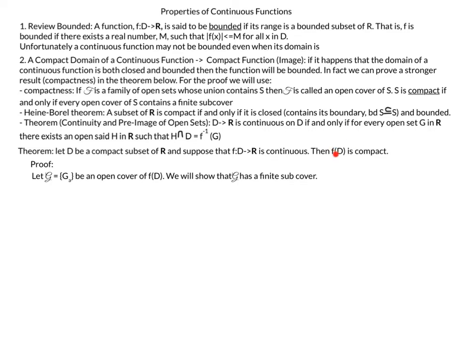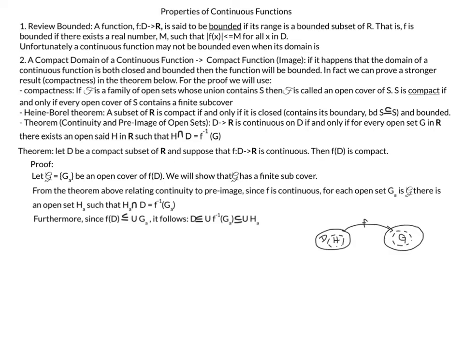To show that f of D is compact, we have to start with G, an open cover of f of D, and we want to show that G has a finite subcover. The proof of this theorem is going to fall out when we use this theorem up here that we had reviewed. It was a theorem that related continuity and the pre-image of open sets. And this was the picture that went with it.